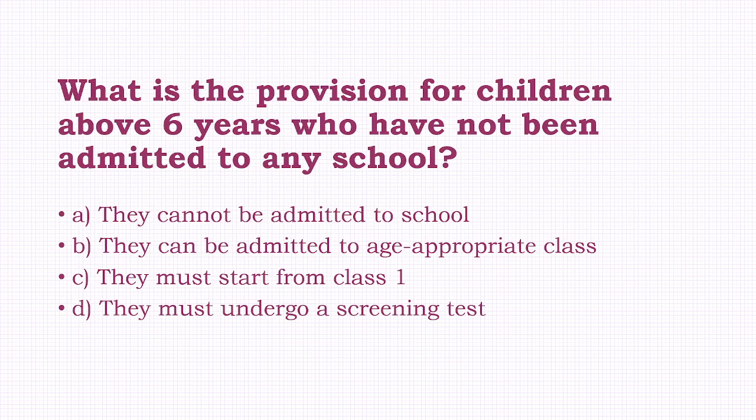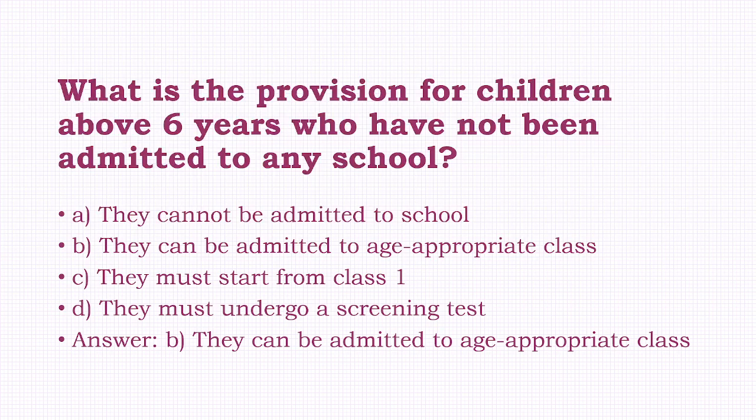What is the provision for children above 6 years who have not been admitted to any school? Option they cannot be admitted to school, they can be admitted to age appropriate class, they must start from class 1, they must undergo a screening test. Answer of this question is option B, that is they can be admitted to age appropriate class.